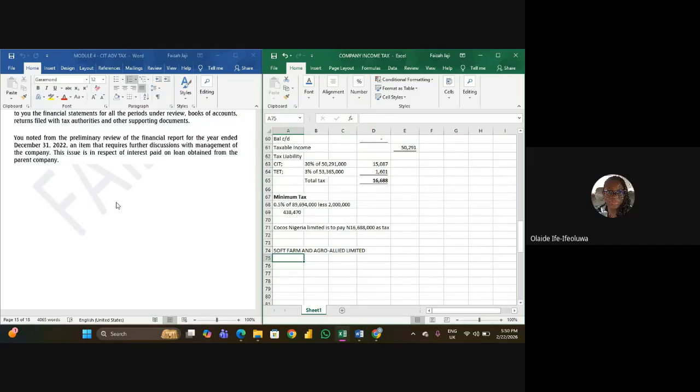Exactly. Because the parent company is not a Nigerian company. You are not shifting profit from Nigeria to Nigeria. You are shifting profit outside of Nigeria. Do you get?